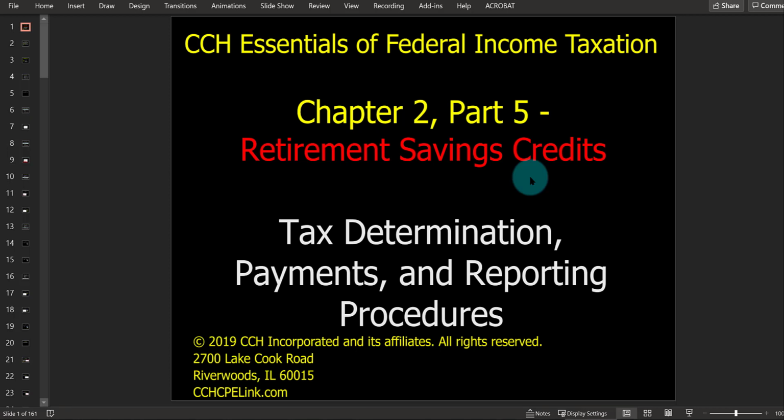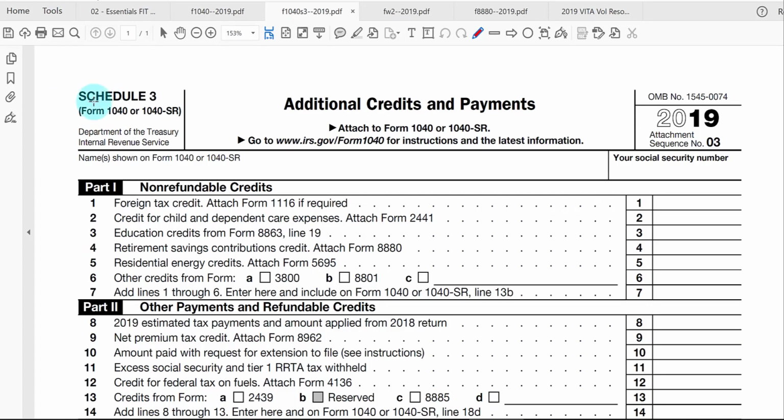Okay, class, our next tax credit for part 5 of our chapter 2 video lecture series is the retirement savings contribution tax credit. And if you take a look at the Schedule 3, you can see that it's the number 4 credit in our list. Remember, you take the credits in this order, yeah? And again, the total cannot be more than the amount of tax liability for the year because all of these are classified as non-refundable. So this retirement savings credit is calculated on Form 8880 here.